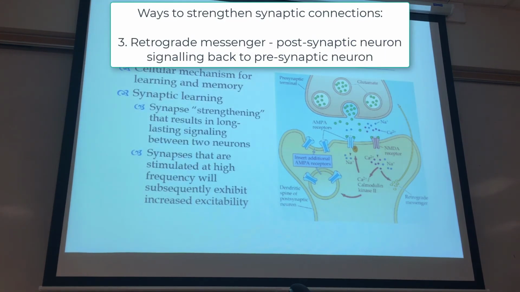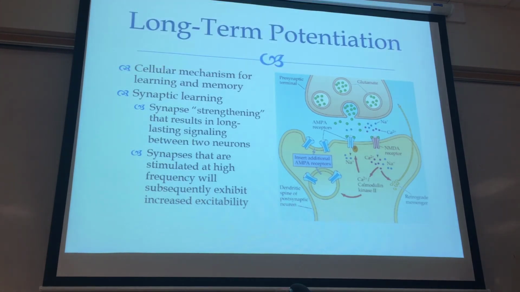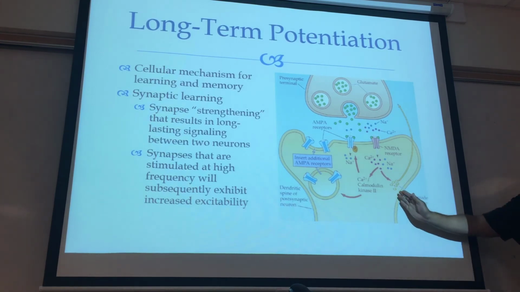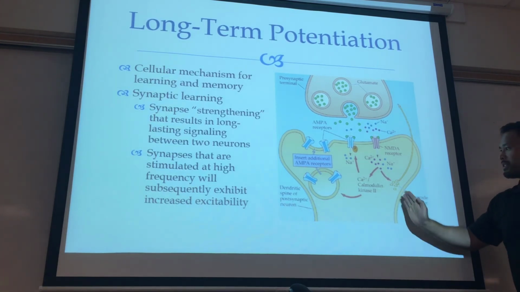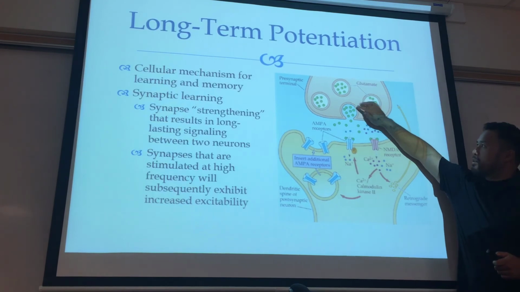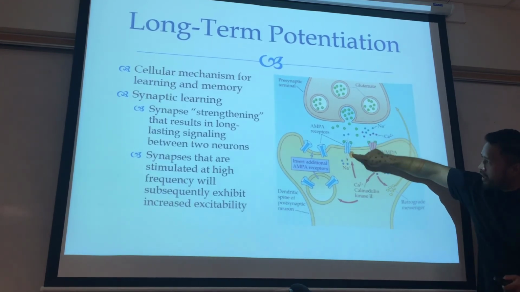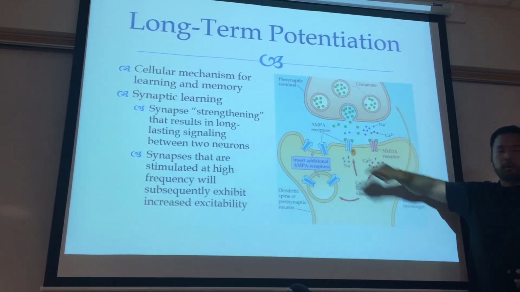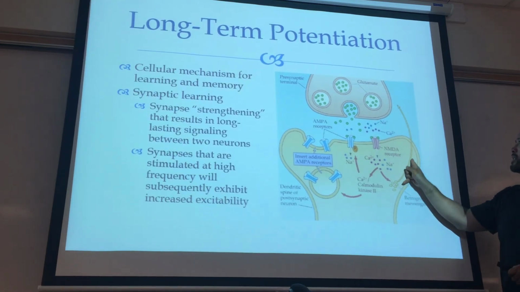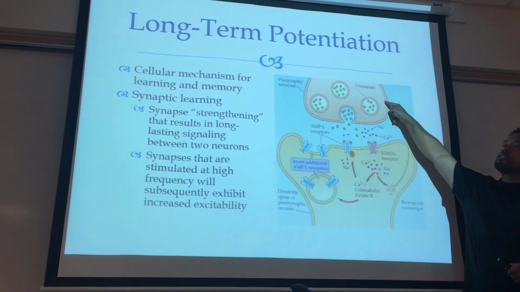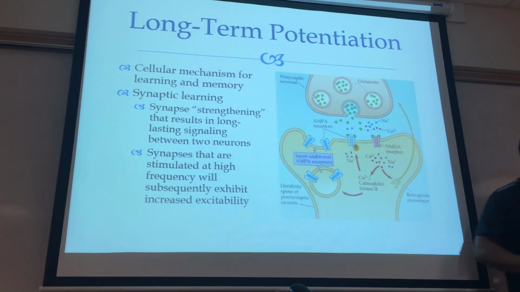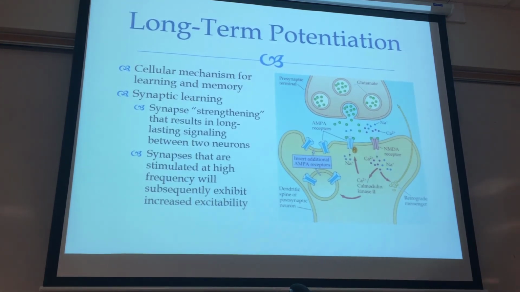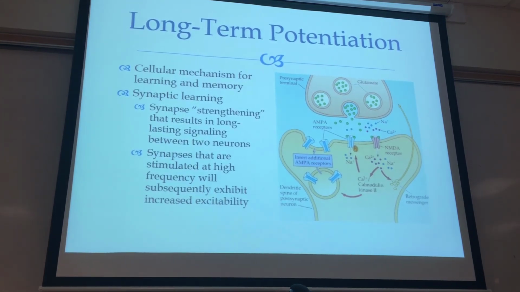Another thing that they find is also retrograde messengers, and I know it's a little controversial, but there's a lot more that's going into retrograde messaging. We've always known neurotransmitter leaves the presynaptic neuron and attaches to the receptors on the postsynaptic neuron, but there's actually some signaling that comes back to enhance the communication at the presynaptic neuron. That I won't really get into, but there's a lot that's involved in this process.